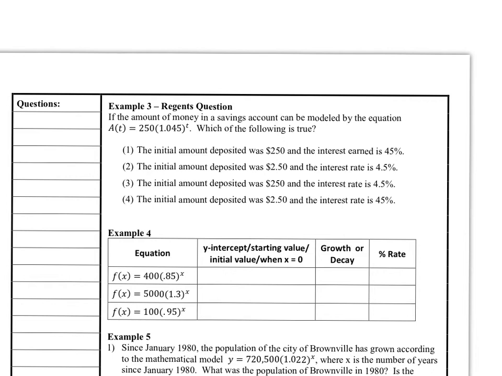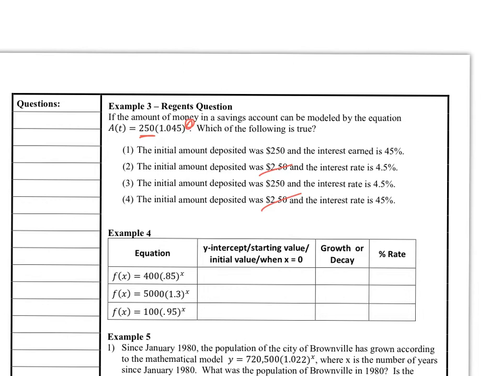So, the initial amount, your starting amount that you must have started with, has to be 250, right here. That's your starting amount. So we can ignore that guy and that guy because it says $2.50, which doesn't make a whole lot of sense. When we plug in 0 up here, we can see that we'd get 250. And then it says the interest earned is.